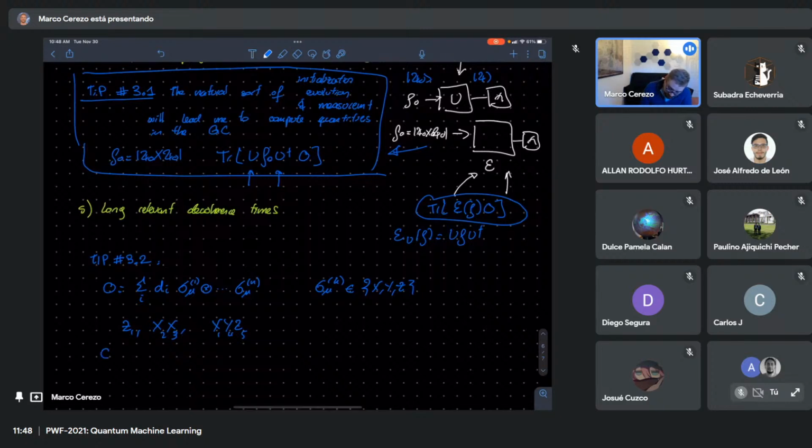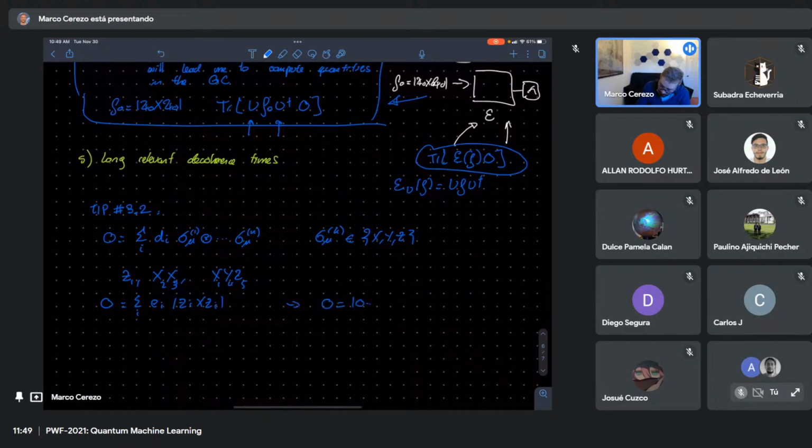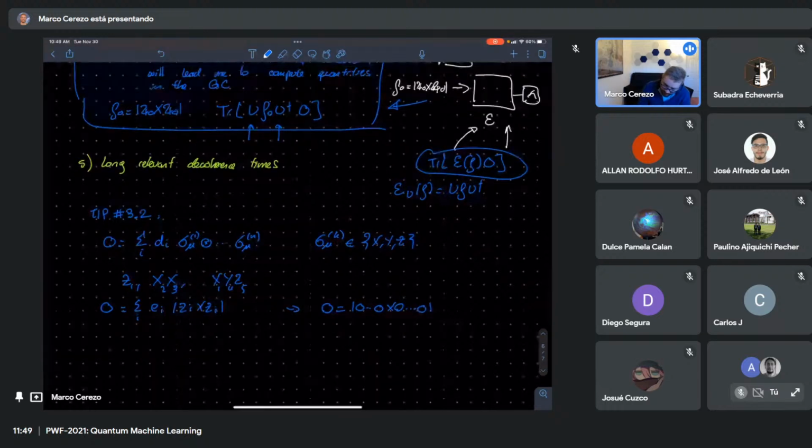Or the second alternative: I'm going to be computing operators O that are expressed as a summation of e_i times projectors onto bit strings, because this is very simple to compute. Imagine that I tell you O is just the projector onto the 00 state. Then how is this going to look? The trace of U rho_0 U dagger times |00><00|.